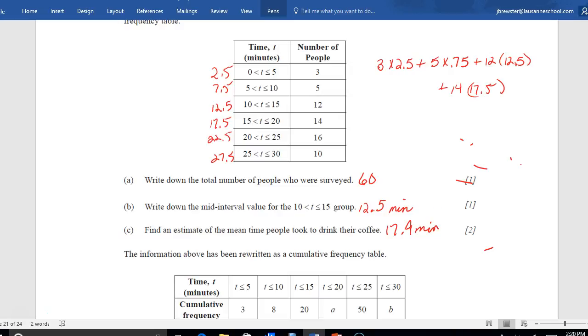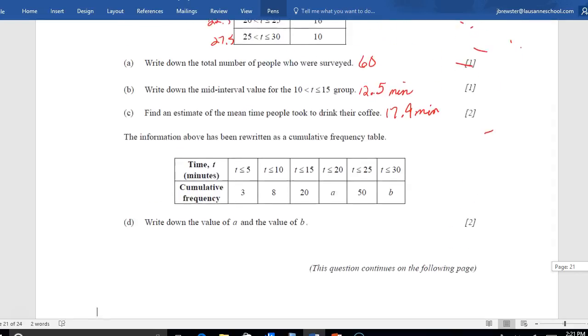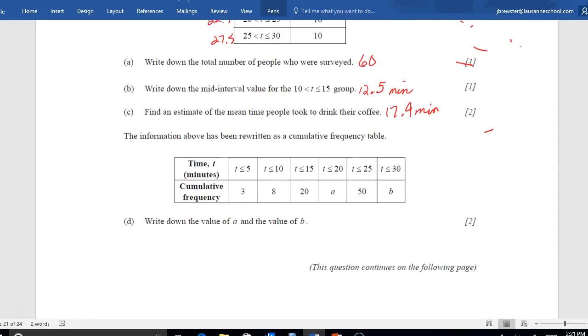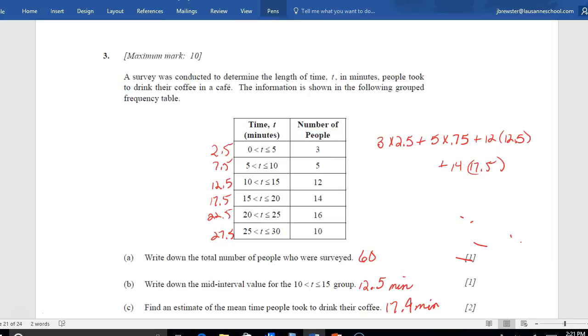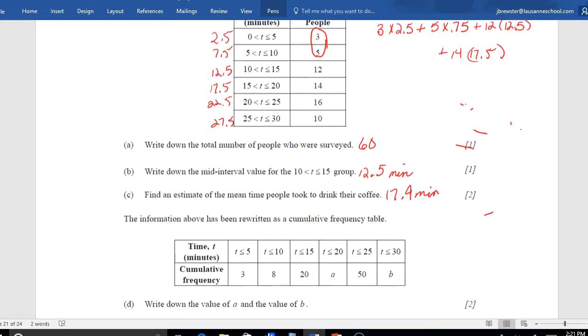Now what they're doing in the next part, they have changed that table to a cumulative table, and they got that from the original table. So as you look at the cumulative table, the time less than 10, for example, 8 people were less than 10 minutes, and you can see where they got that from up high here. If there were 3 people in the first group and 5 people between 5 and 10 minutes, the 8 people came from adding those two together. So what they want you to do is to figure out what A and B are.